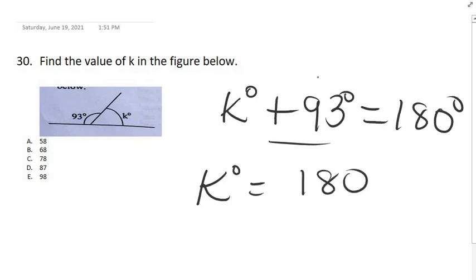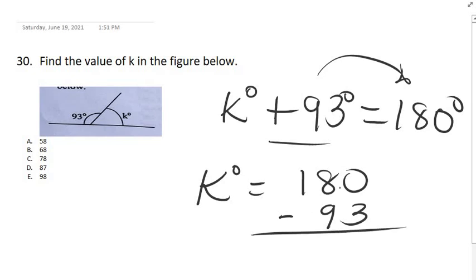As plus 93 moves to the right, the plus there changes to minus. So minus 93. Okay? 0 minus 3 cannot go. Borrow 1 from 8 is going to be 7. Put the 1 here, 10. 10 minus 3 is 7. 17 minus 9 is 8. So k is 87, which is D.